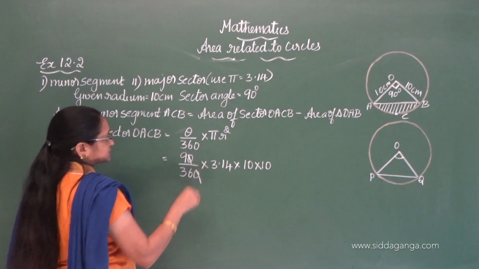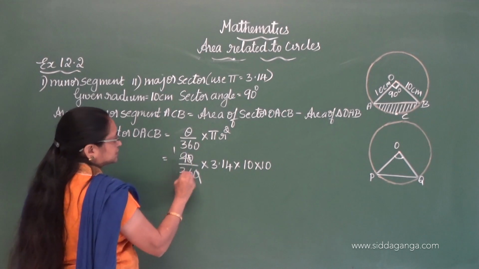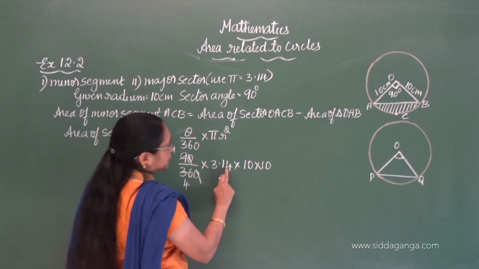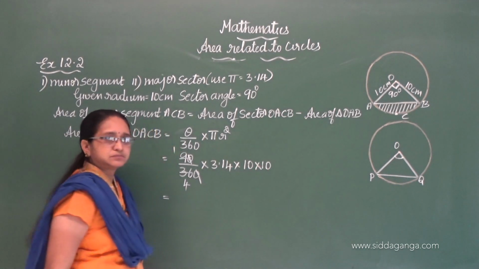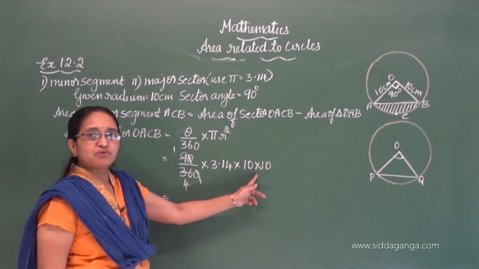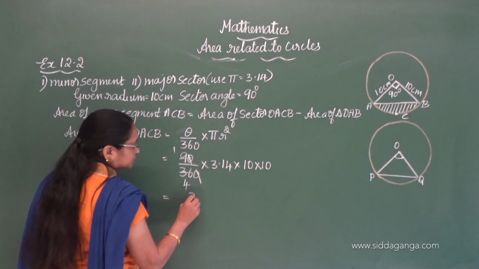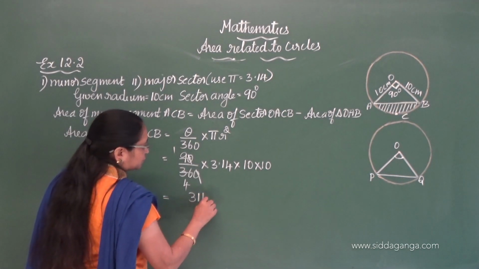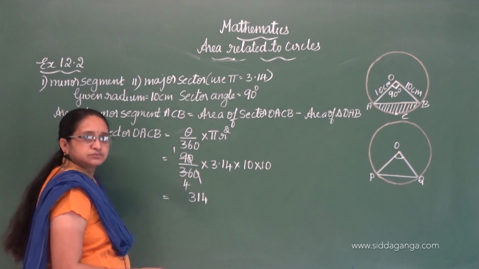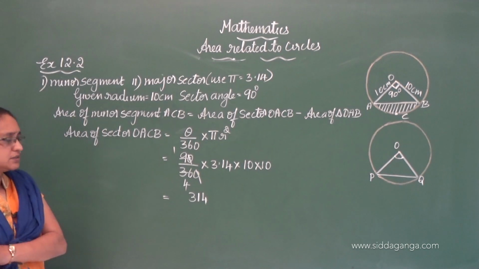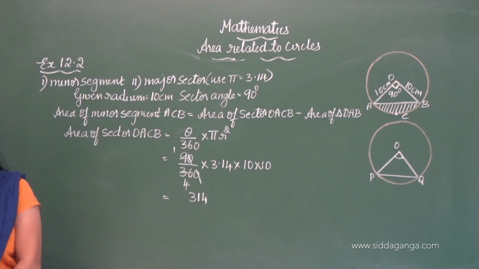Now I am going to cancel this. 9 ones are 9, 9 fours are 36. Now 3.14 into 100. How much? 314. Correct? The zeros, so point. So 314 will be remaining. 314 divided by 4.